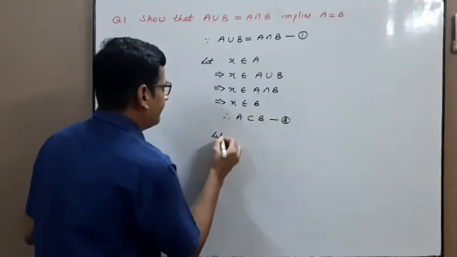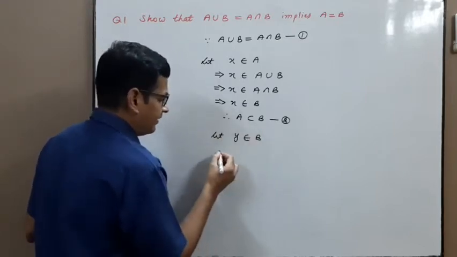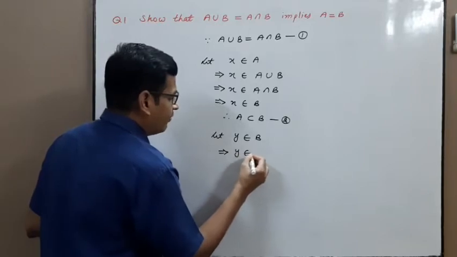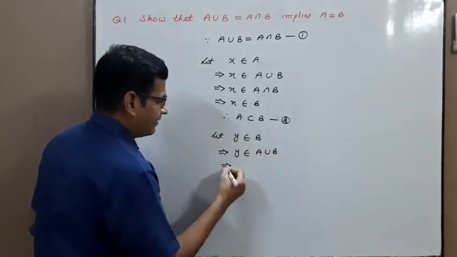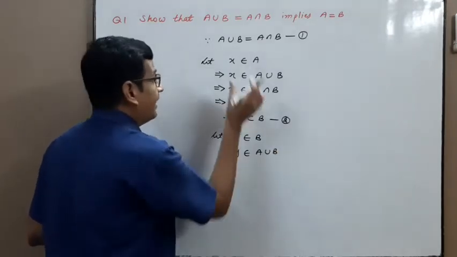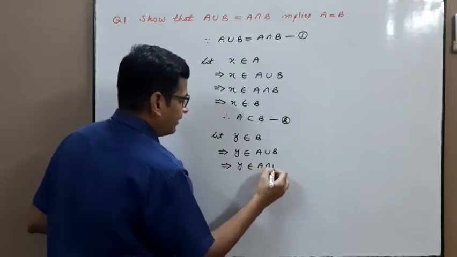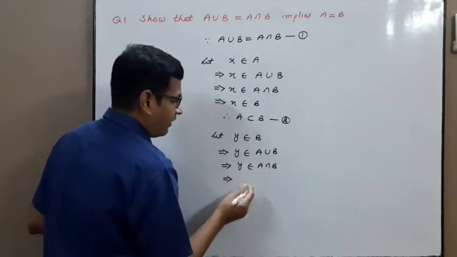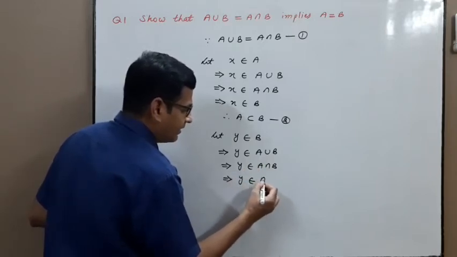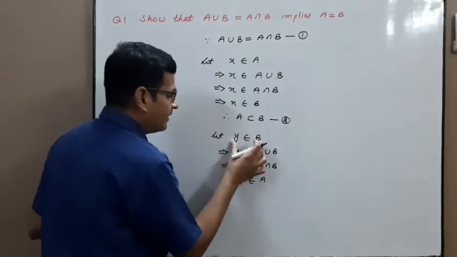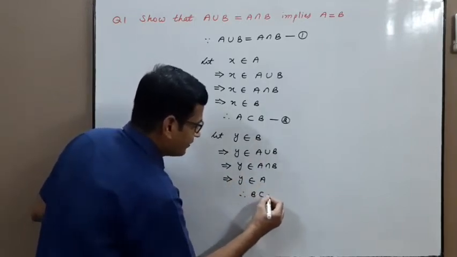Now take another variable y. Let y belong to B. Implies y belongs to A union B. If y belongs to A union B and A union B equal to A intersection B, means y belongs to A intersection B. Y belongs to A intersection B implies y belongs to A. Y belongs to B implies y belongs to A. Therefore, B is a subset of A.